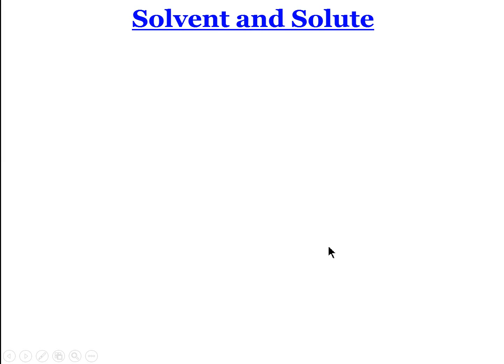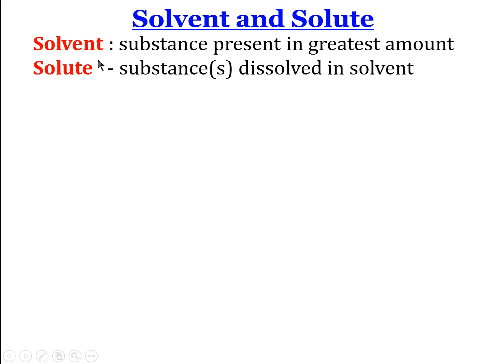What is the definition of solvent and solute? Consider, for example, the dissolution of a certain amount of NaCl, which is the table salt, in a cup of water. The water is present in greatest amount, so the water is the solvent. NaCl is present in lower amount, so NaCl is the solute that is dissolved in the solvent, which is water.